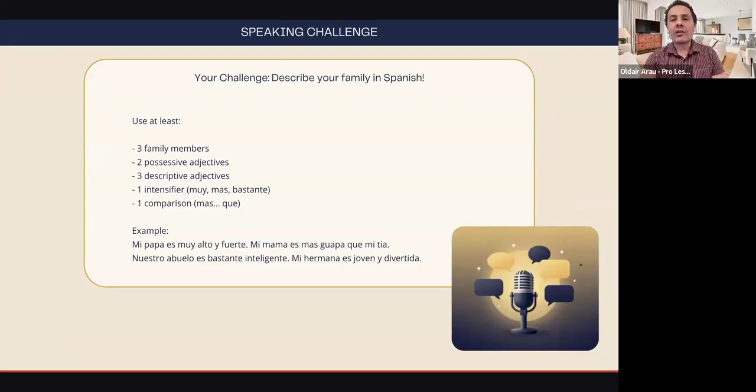Your challenge, describe your family in Spanish. Use at least 3 family members, 2 possessive adjectives, 3 descriptive adjectives, 1 intensifier, and 1 comparison. The example here that I have for you. My dad is very tall and strong. My mom is prettier than my aunt. And our grandfather is quite intelligent, and my sister is young and fun.